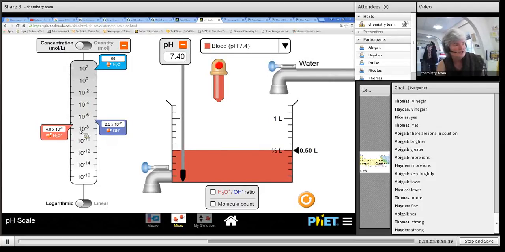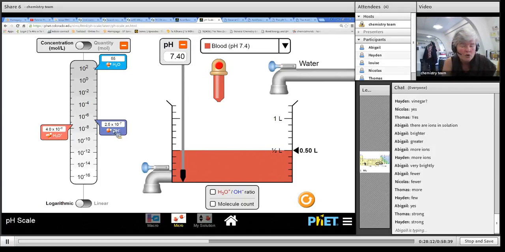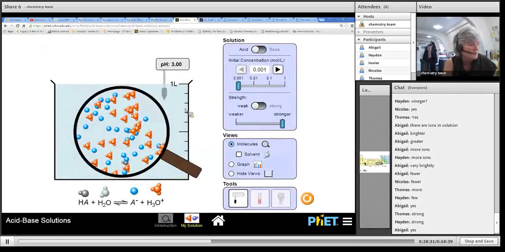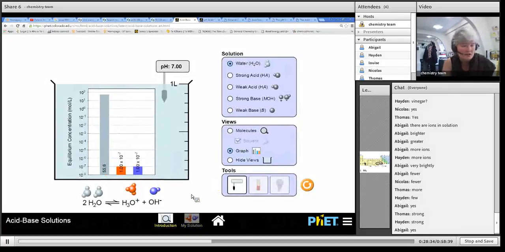So what can you tell me about the concentrations of those two? If I multiplied them together, would it always come to the same value? Yes, and that value would always be 10 to the minus 14. And what's special about that particular value, 10 to the minus 14? So if I go back here, 10 to the minus 14 is the equilibrium constant for this equation.